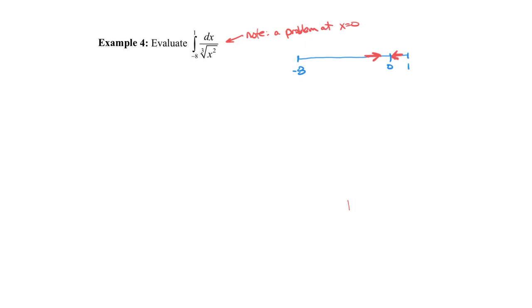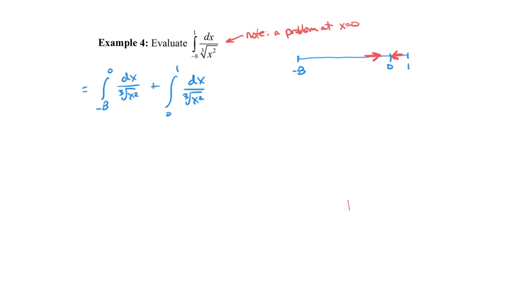So what we'll do in this case is split this up into two integrals, one on this region and then one on this region. So we're going to say this is equal to the integral from -8 to 0 of the cube root of x squared, plus the integral from 0 to 1 of the same integrand. We're going to split it up this way, and now we're going to use limits.